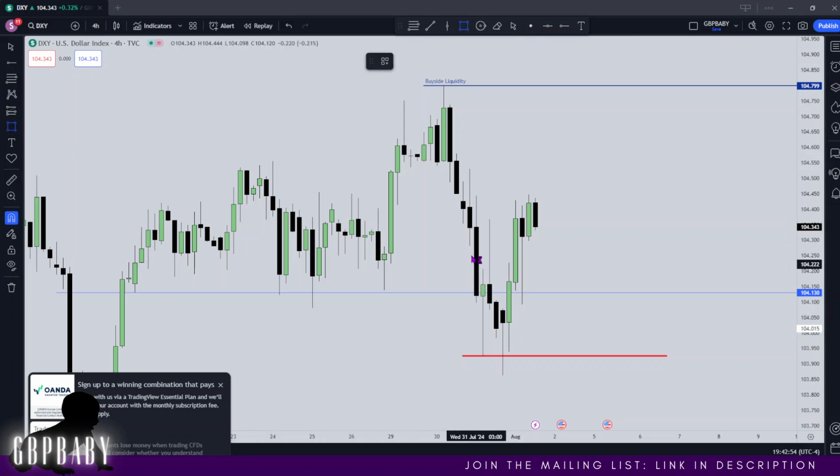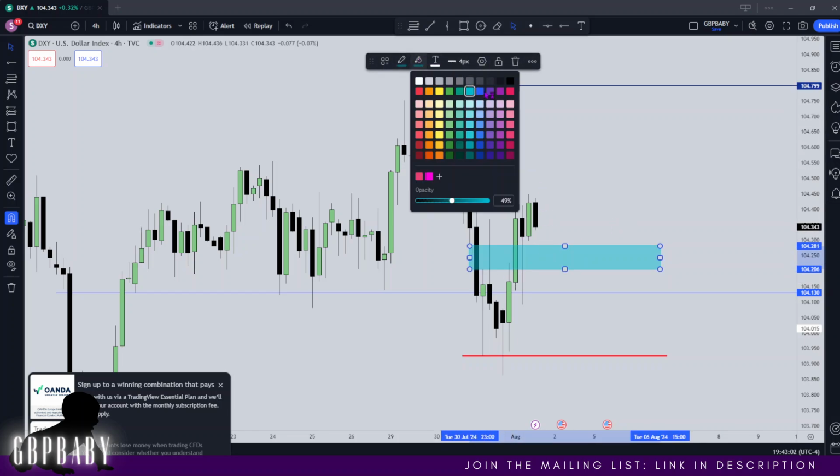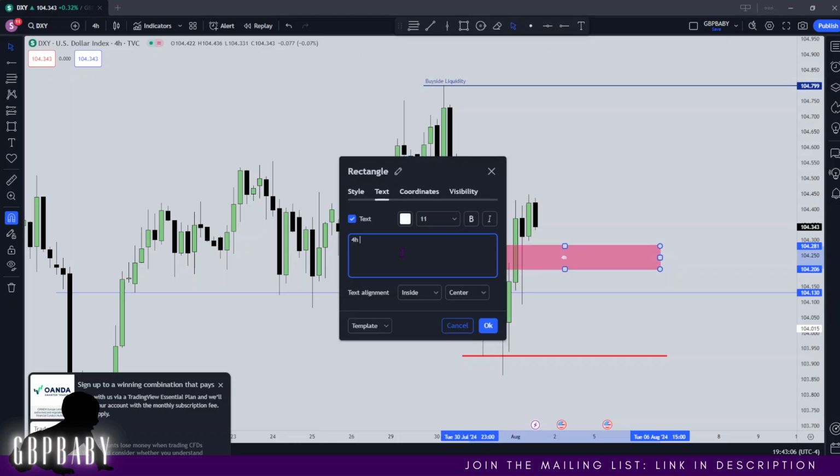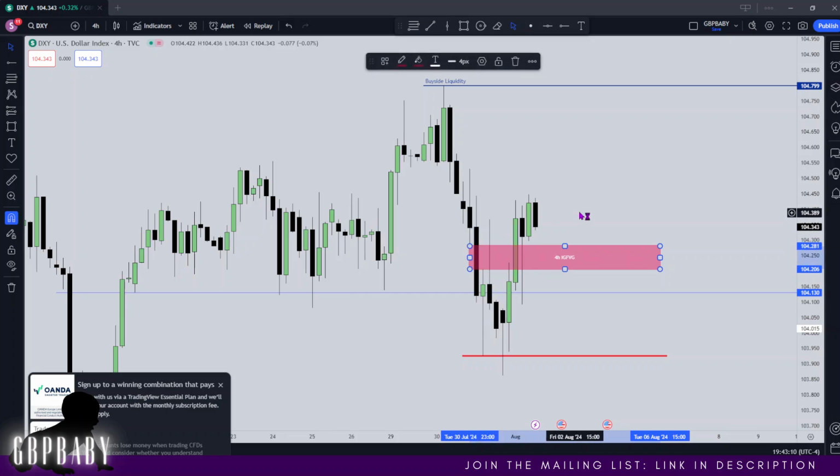We also have an inversion fair value gap right here. Why is this an inversion fair value gap? Well, you can see we traded on the downside, closed on the upside, so now this fair value gap should be able to provide support. So let's make this that color, and we're going to call this a 4 hour inversion fair value gap. And ideally, if price comes back into there, we'd expect to find support.